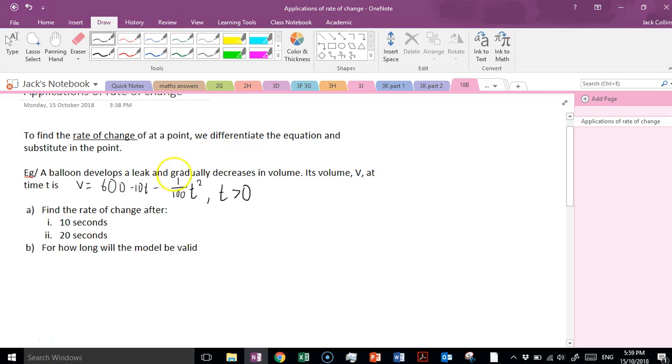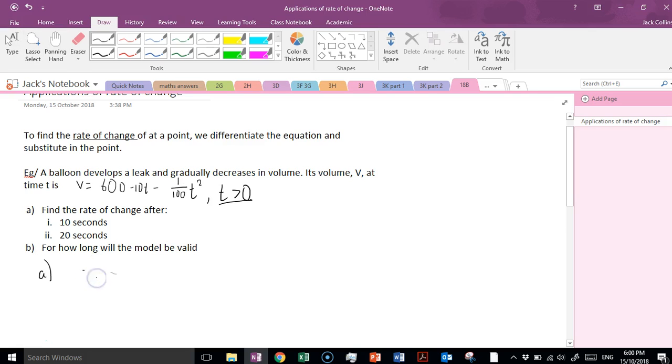We've got a balloon that is leaking, so its volume is given by V equals 600 minus 10t minus 1/100 t squared, where t is greater than 0 is the domain for which this exists. Obviously, if t is less than 0, that's not possible because t stands for time. The first thing to do in any of these questions is find the rate of change after however many seconds. To find the rate of change, you need to differentiate in terms of volume and time.